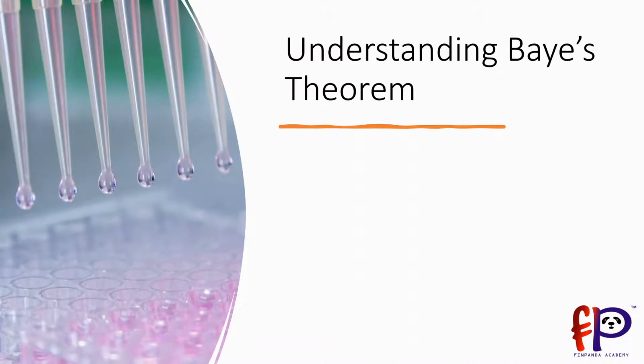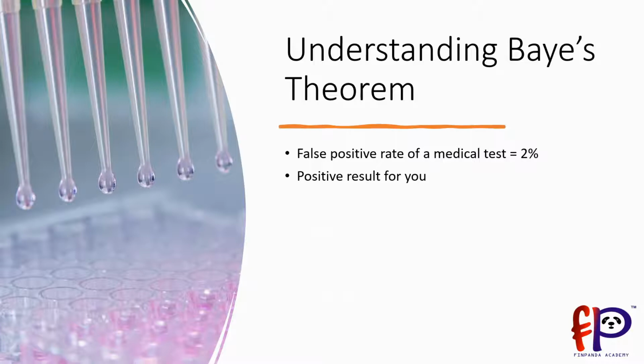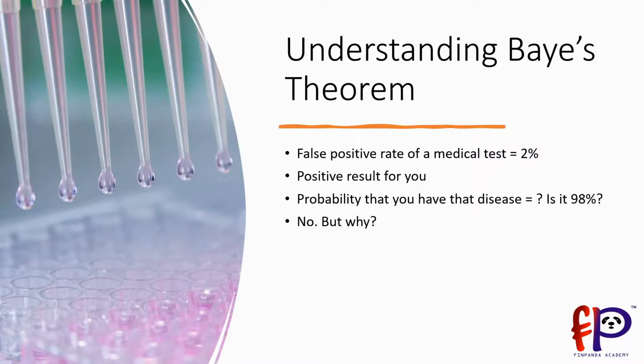What's the probability that you have a disease if you test positive for that disease? Let's say that a certain test claims to have a false positive rate of 2%. If that test shows a positive result for you, what's the probability that you actually have that disease? Is it 98%? No. But why?